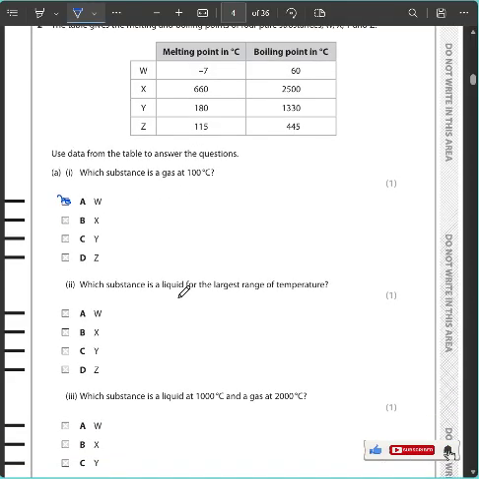Okay, the next one. Which substance is a liquid for the largest range of temperature? It means that we should find the differences between boiling and melting point, and the highest difference will be the answer for this question. As we can see, the highest difference is in X, 2500 minus 660 equals 1840. That's the answer for this question.